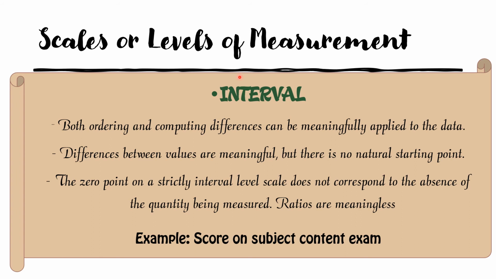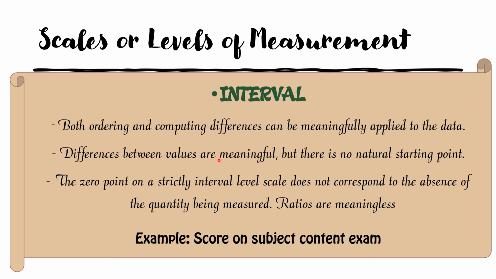Next, we have interval scale or level. Let's proceed with the example itself: score on a subject content exam. We'll be defining this scale by using this example. Both ordering and computing differences can be meaningfully applied to the data. If you are handling a class of 40 students, there will be varied scores, right? We can arrange the scores of the students in ascending or descending order, from lowest to highest or from highest to lowest. And the differences between those scores are meaningful. For example, Roberto got 20 out of 30 items, and Alan got 25 out of 30 items. Therefore, Alan got 5 points higher than Roberto. So there is a meaning.